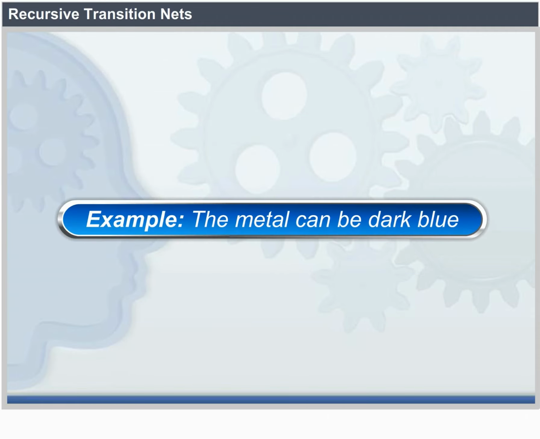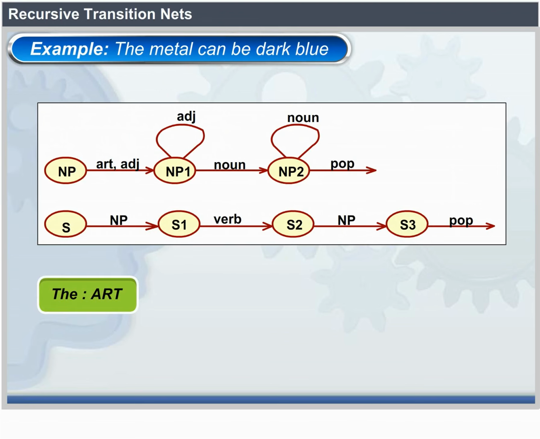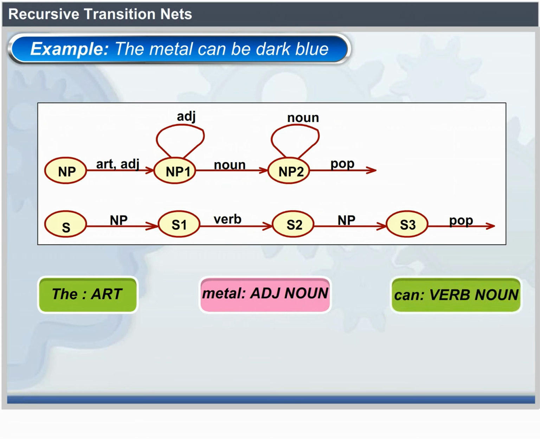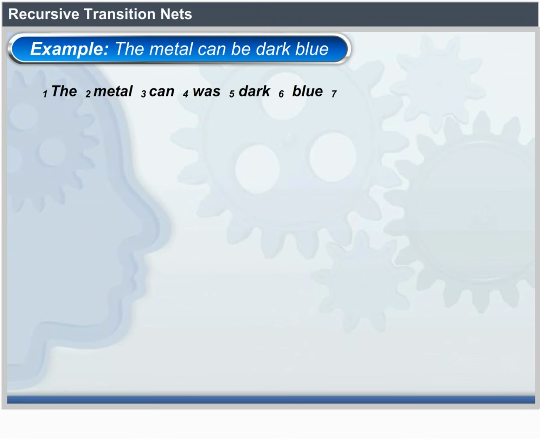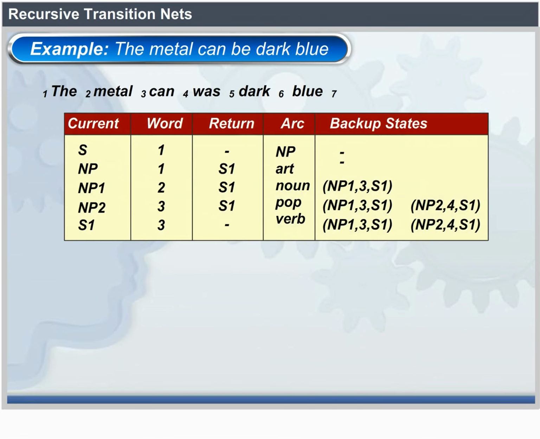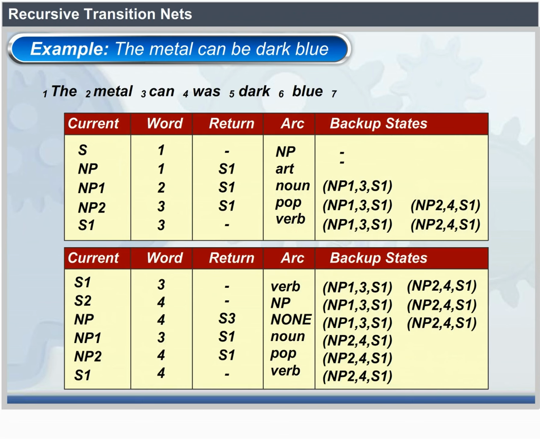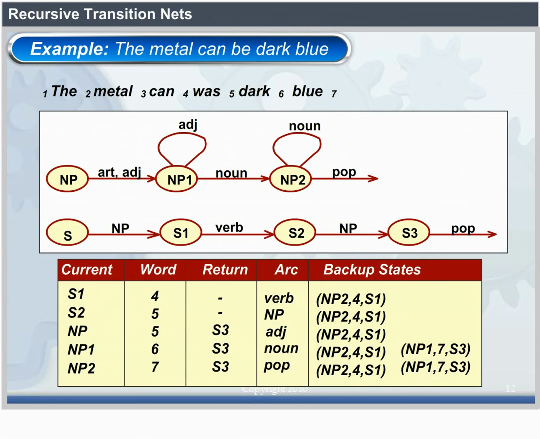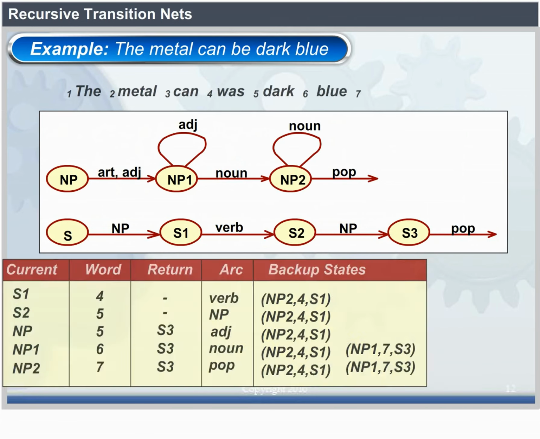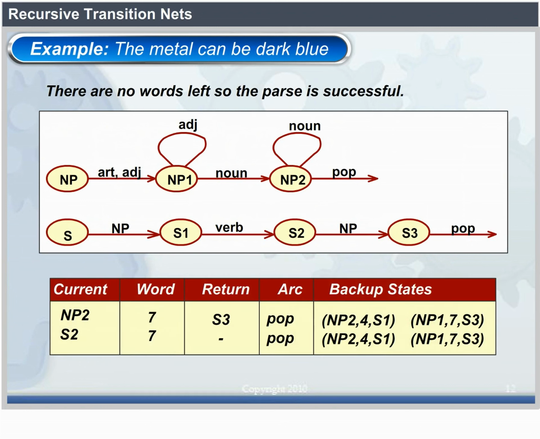Example: the metal can was dark blue. The, ART; metal, adjective, noun; can, verb, noun; was, verb; dark, adjective; blue, adjective. The metal can was dark blue. There are no words left, so the parse is successful.